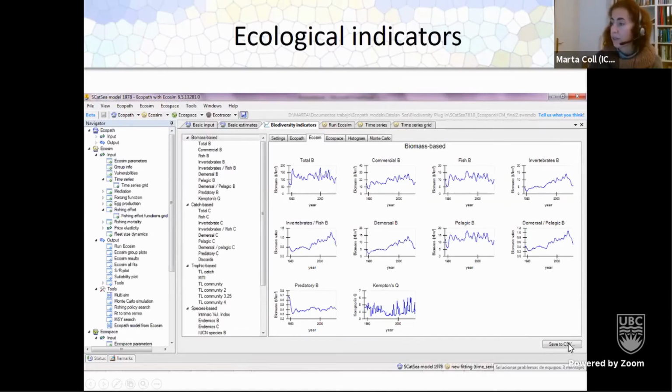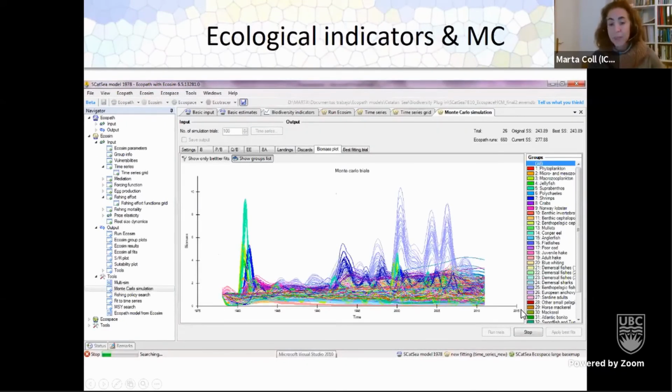So you have save to CSV, and then you can plot them in R or another program that you like. The interesting part as well is that this plugin responds to the Monte Carlo simulation. The Monte Carlo simulation is a routine where you can sample the parameter space of the initial conditions of your Ecopath model, and then runs multiple Ecosim models and save them as well.